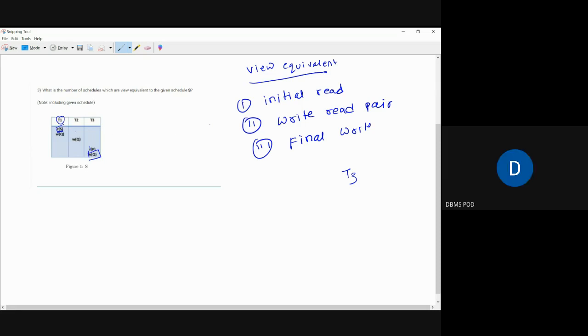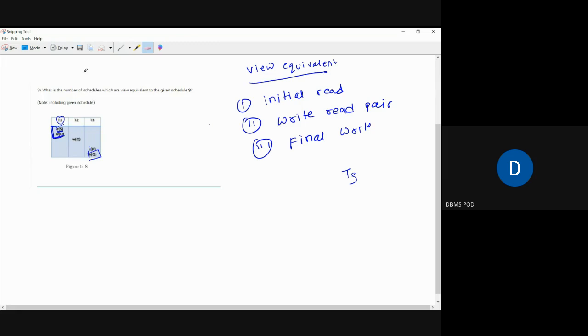And we can say that this RS and WQ will be maintained, right? Correct. So this RS and WQ will be maintained. Why WQ in T1? See, you have to find the number of view equivalent schedules, not view serializability. We have to find the number of schedules that are view equivalent.